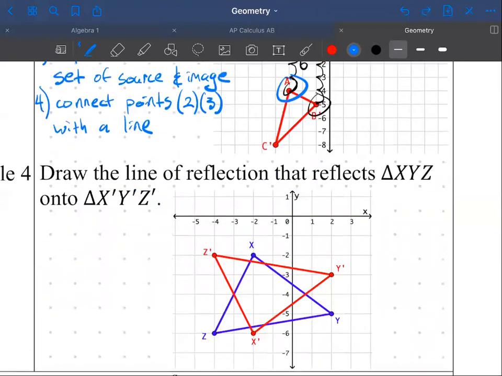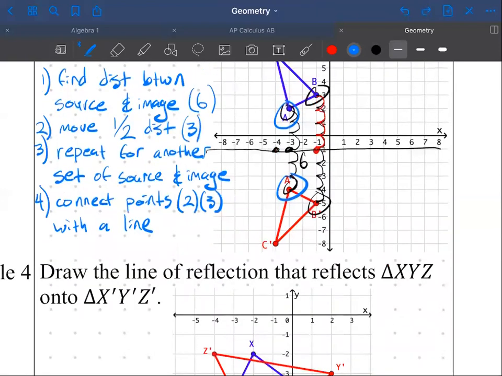Example number 4. Oh, scroll up just in case you didn't copy all those steps down. Try to do example 4 on your own now. You have the steps, you have an example. This one is slightly harder. This is about as hard as I can make it up to this lesson. Try to find the line of reflection that reflects triangle XYZ onto triangle X prime, Y prime, Z prime.